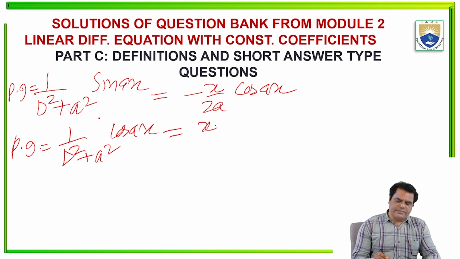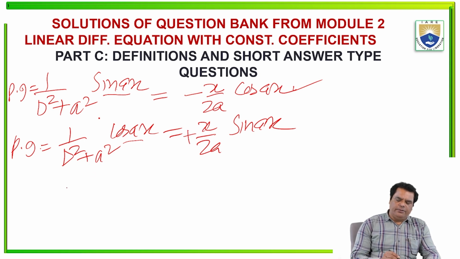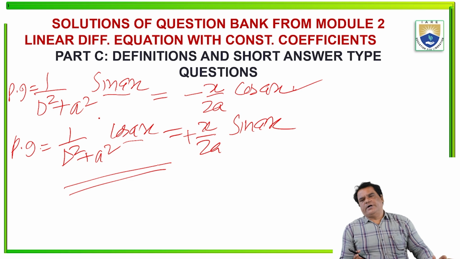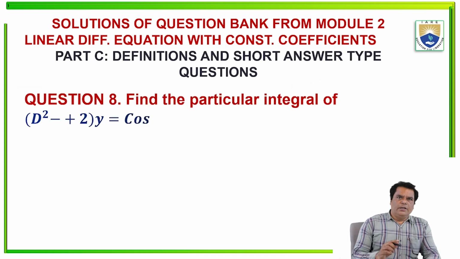This equals x upon 2a and sin ax. So to convert sin to cos: if it is sin, then minus cos; and here, if it is cos, then plus sin. So these are two formulae. There are proofs of these formulae in the particular integral. Now find the particular integral of this.